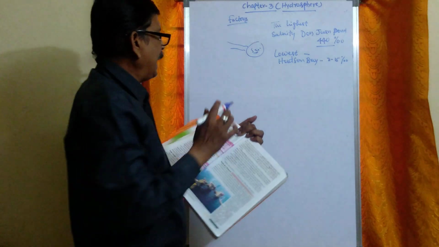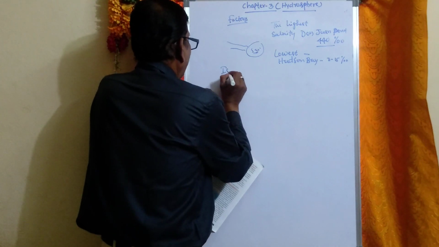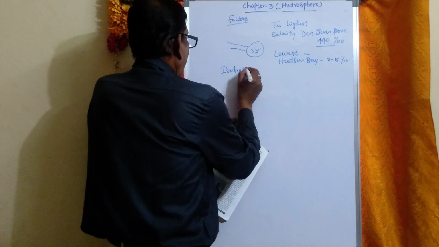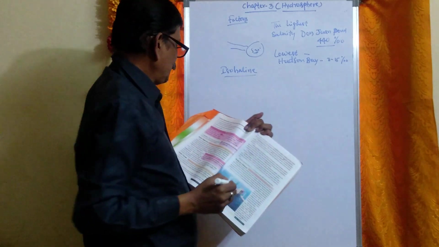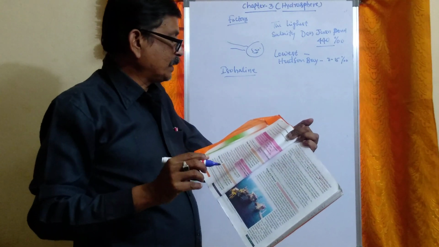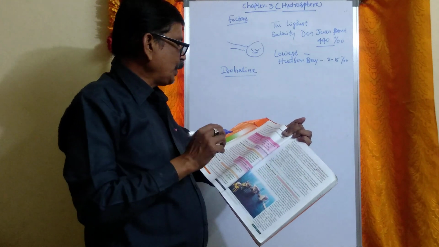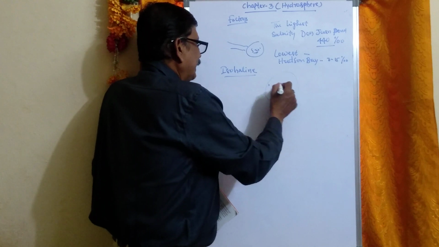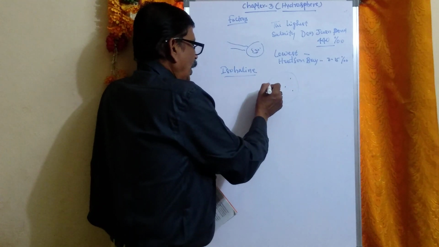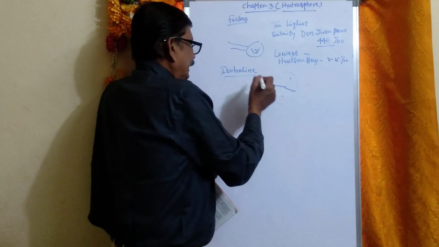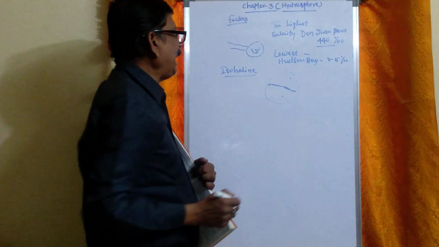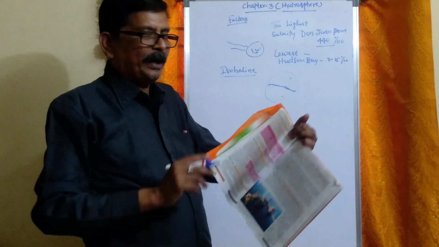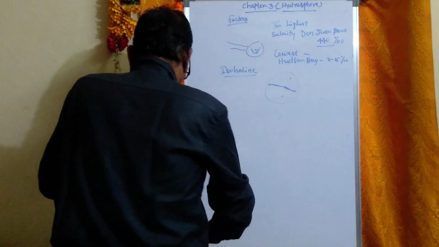Then isohaline. What is isohaline? Write down. Isohaline means a line joining the points in the ocean having the same degree of salinity. These are the different parts of the earth. So isohaline means the line which joins the areas with the same salinity. Okay, this is about our salinity.